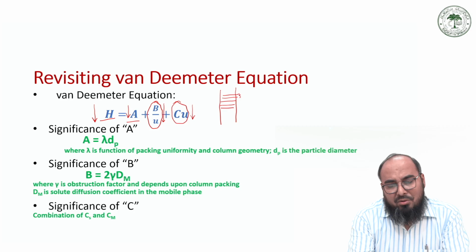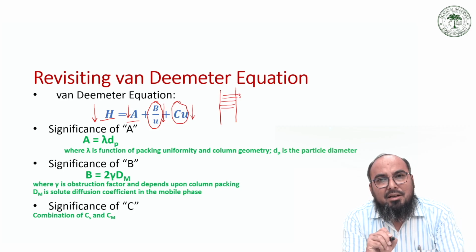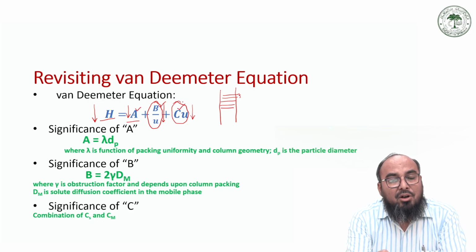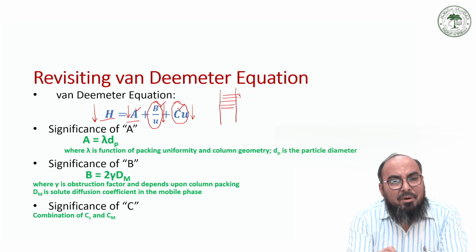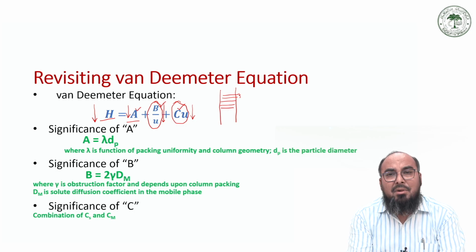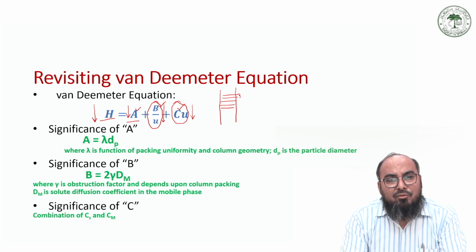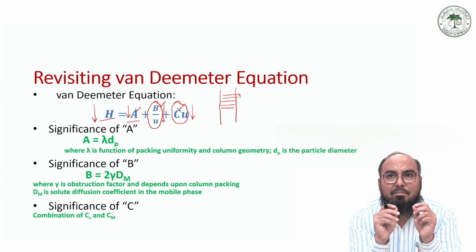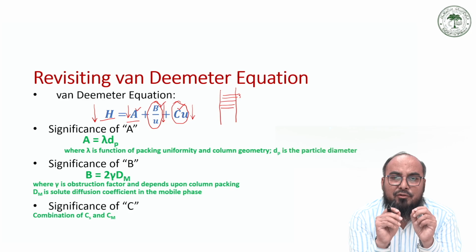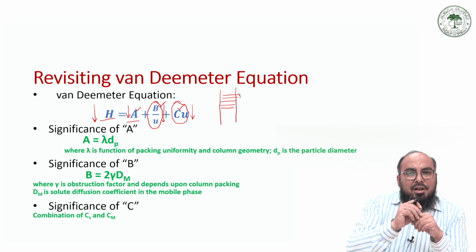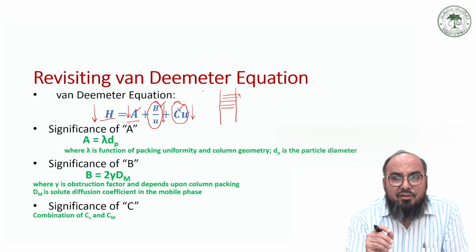Now let us explore the specific terms, that is the A term, the B term and the C term, on an individual basis. So A may be defined as lambda dp, where lambda is a function of packing uniformity and column geometry. For an effective separation, the particles packed in a column must be uniformly packed and must be as small as possible. Lambda also depends upon the column geometry, that is, which type of column you are actually using. Similarly, dp is the diameter of the stationary phase particle.